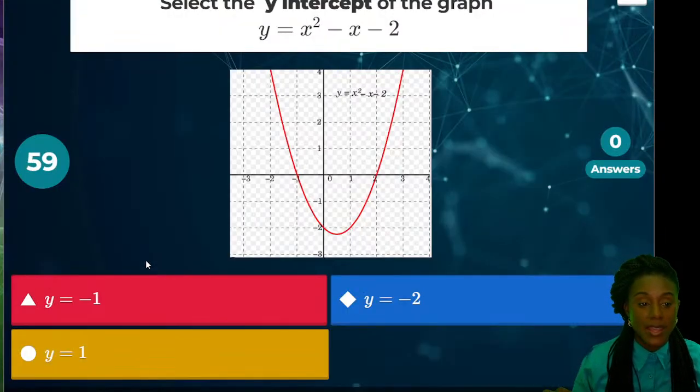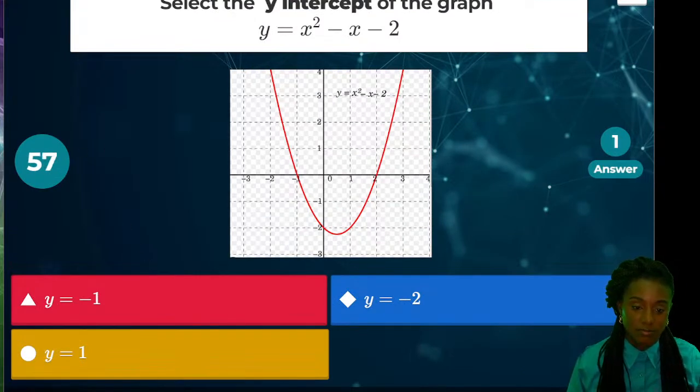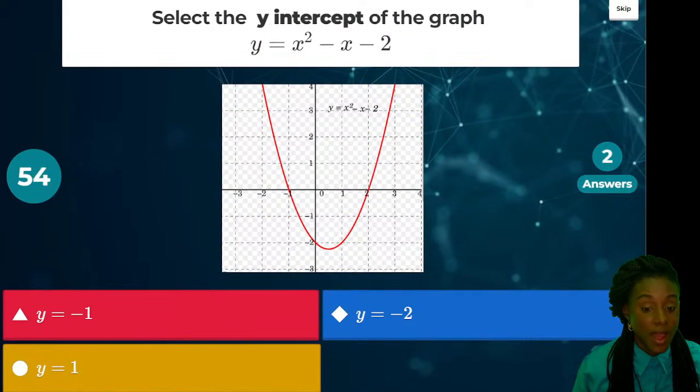Select the y-intercept. I said y, so stop looking at the x-axis. Y-intercept.